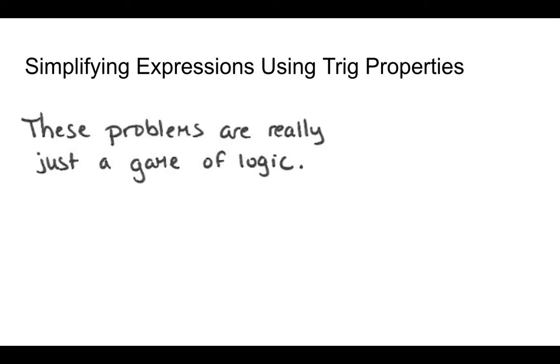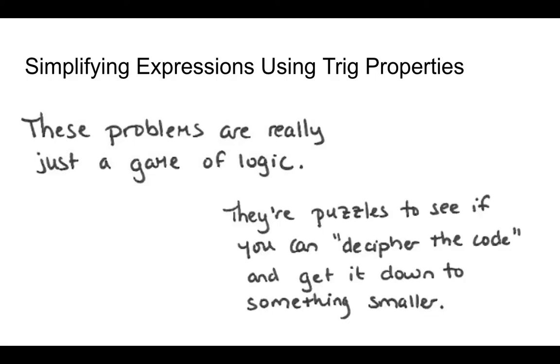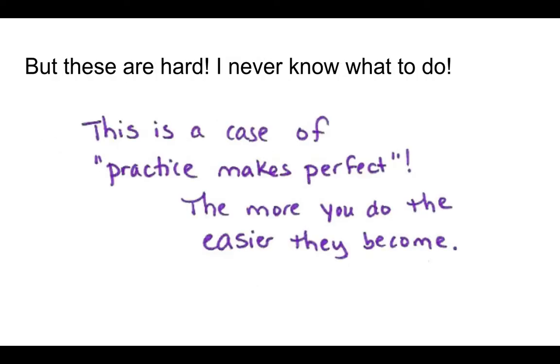So when you're simplifying expressions with these properties, you have to approach them as a game of logic. They're really just puzzles to see if you can decipher the code and get it down to something smaller. That's what it's all about. It's trying to take these big, complicated, scary looking expressions with all these trig things in them and, using those properties, make little swaps and substitutions that will allow that problem to condense down further and further to get it as small as you possibly can.